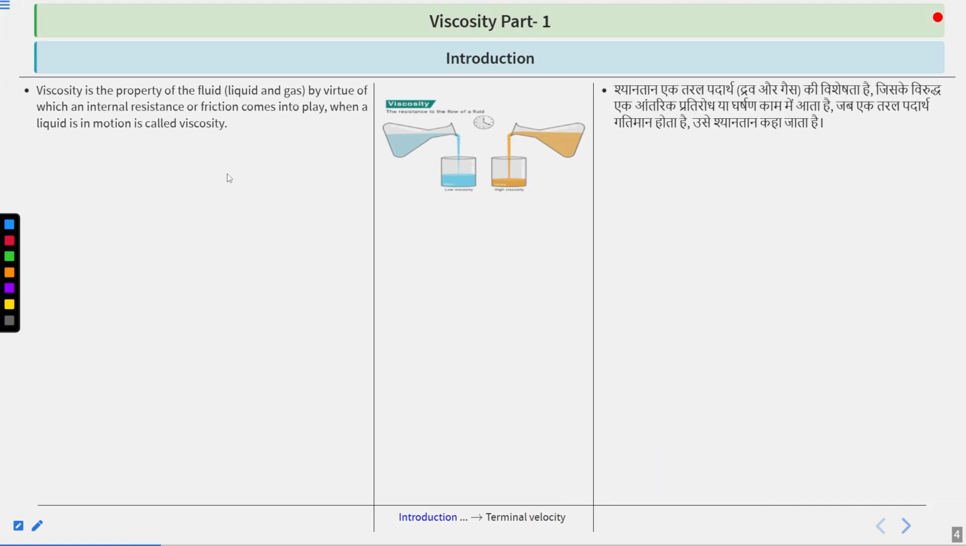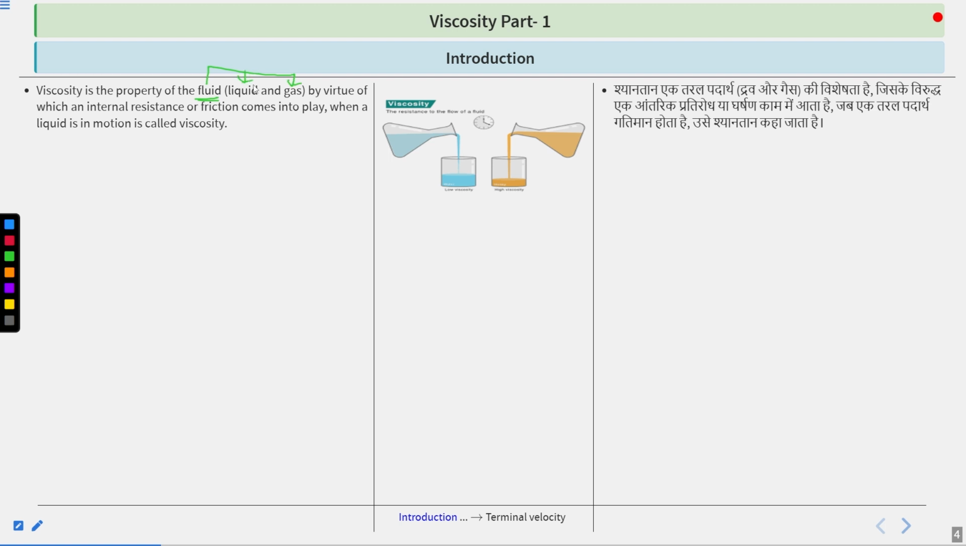Now, let's begin with the introduction of viscosity. So, what do we actually understand by viscosity? What is the meaning of this? We could say viscosity is actually the property of fluid, liquid and gas. There is always a misconception amongst the students: whenever they see the word fluid, they only consider it as liquid. This is the biggest misconception I have seen in students. Whenever they see fluid, they always consider liquid only, but in physics we consider liquid and gas both.